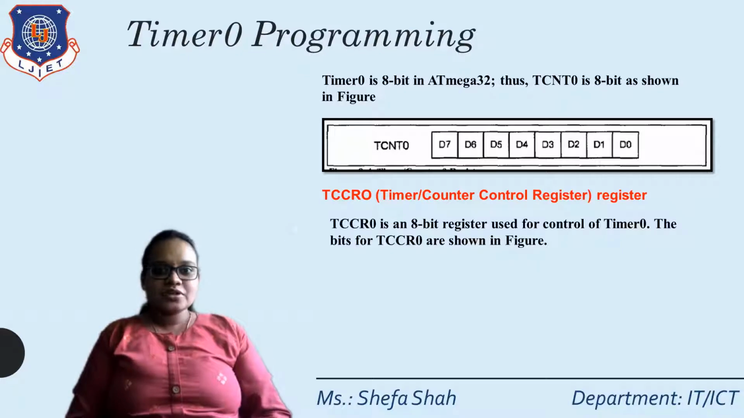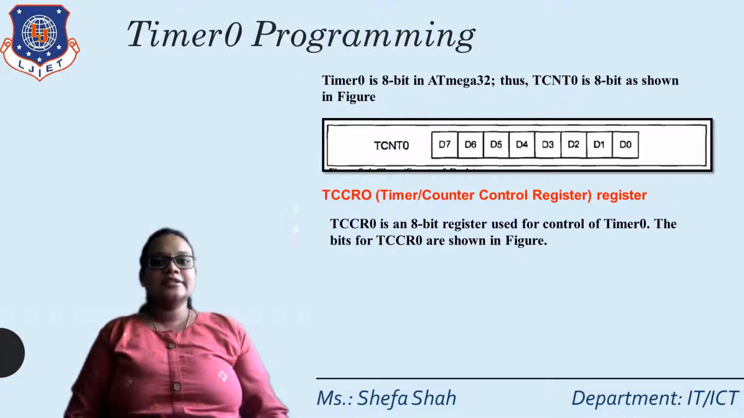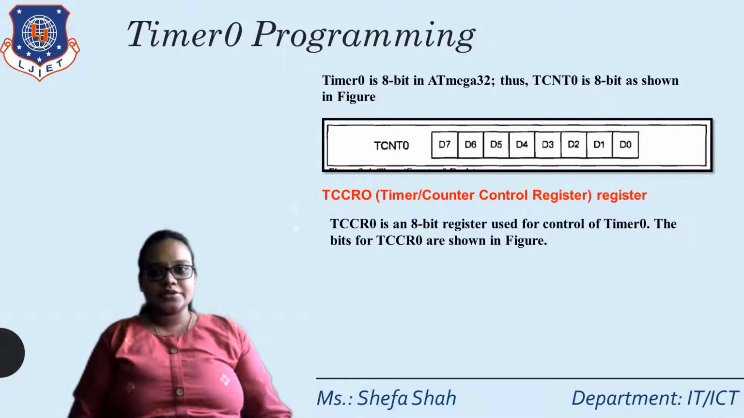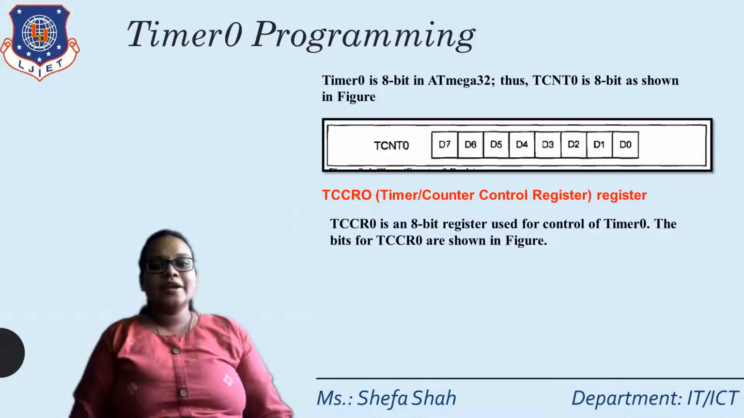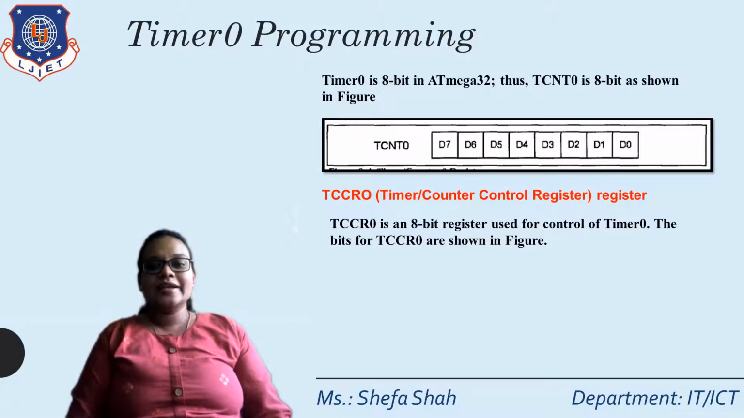So let's start first with the timer 0 programming. As we discussed in the first slide, timer 0 is an 8-bit timer. So TCNT0, which stores the count pulses, is also an 8-bit register. As you can see in the diagram below, the 8-bit TCNT0 register is shown, working from LSB, that is D0, to MSB, that is D7. So 8-bit data can be stored simultaneously in the TCNT0 register.